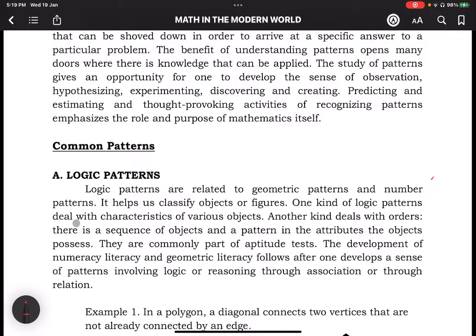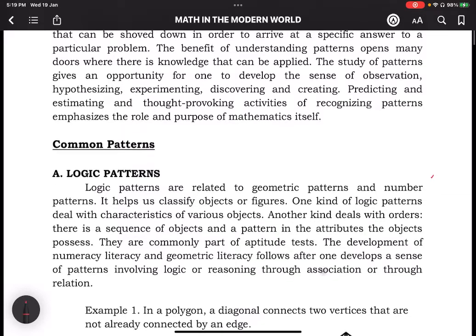One kind of logic pattern deals with characteristics of various objects. Another kind deals with orders. There is a sequence of objects and a pattern in the attributes the objects possess. They are commonly part of aptitude tests. The development of numeracy literacy and geometric literacy follows after one develops a sense of patterns involving logic or reasoning through association or through relation.